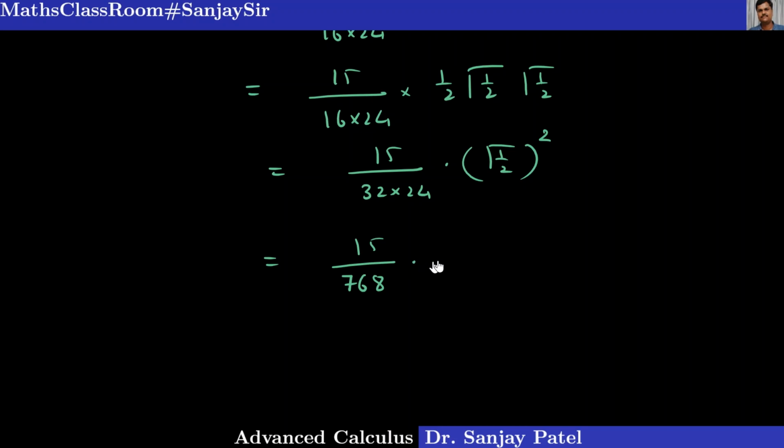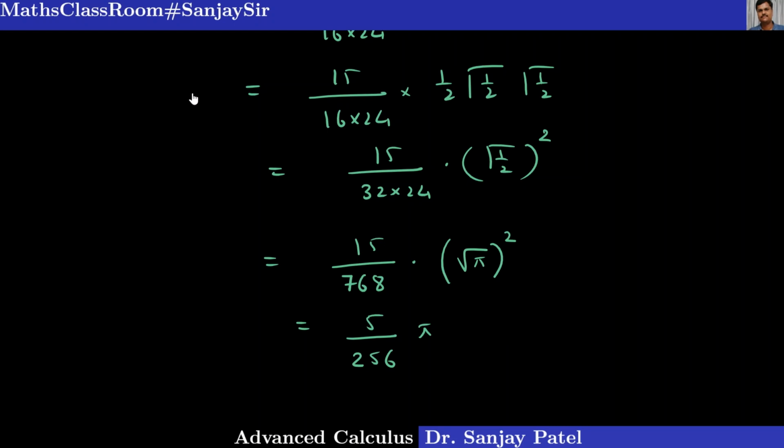768 into gamma 1 by 2 is square root of pi. So this gives us, still there is a factor 3 in common, so I can cancel this. 5 3s are 15, and dividing this by 3, 3 2s are 6, 3 5s are 15, and 3 6s are 18, into pi. So our answer is 5 by 256 times pi.